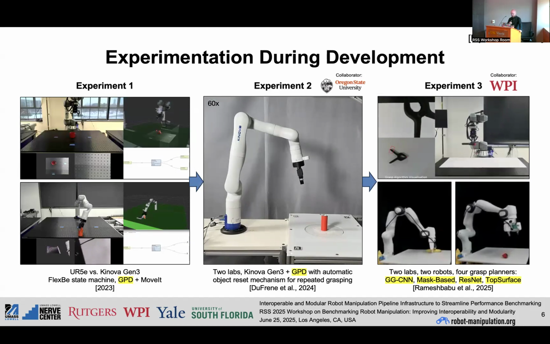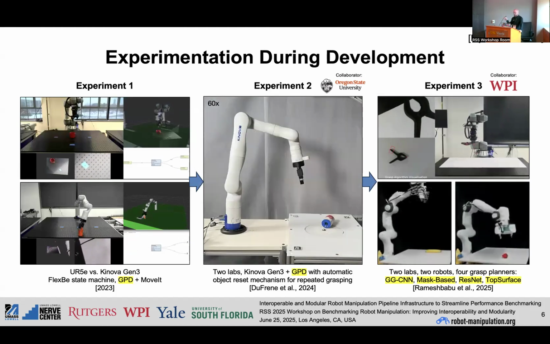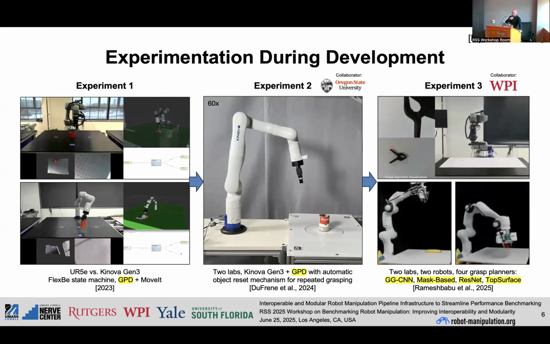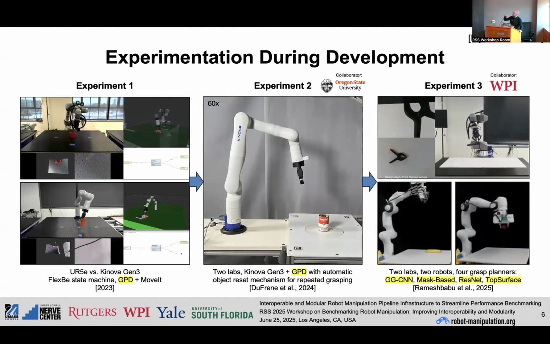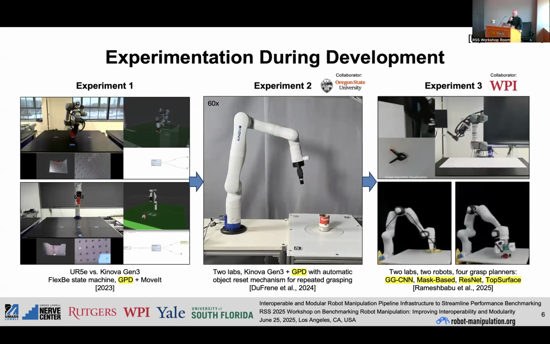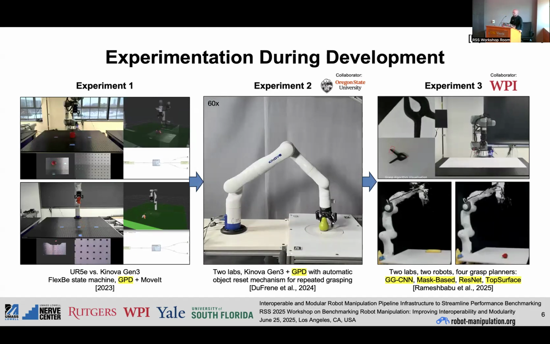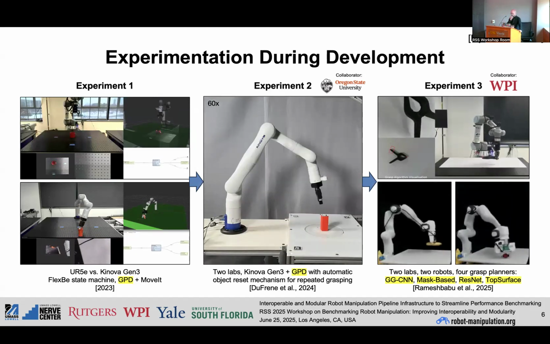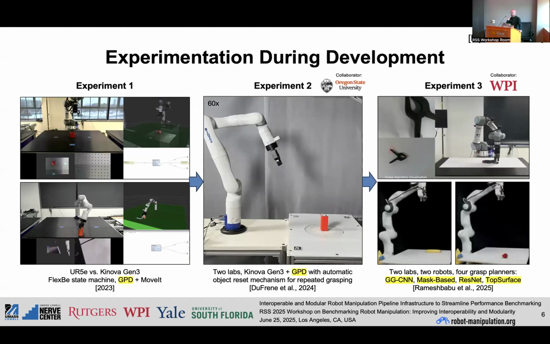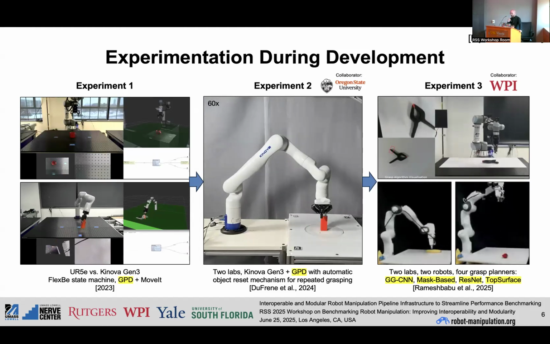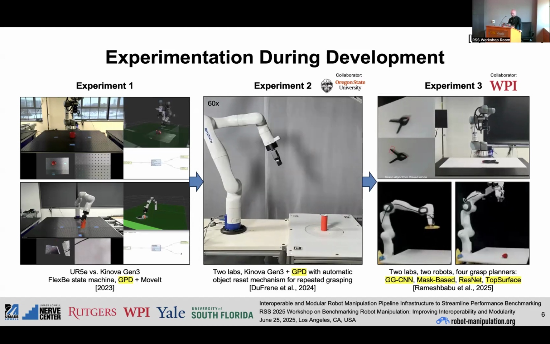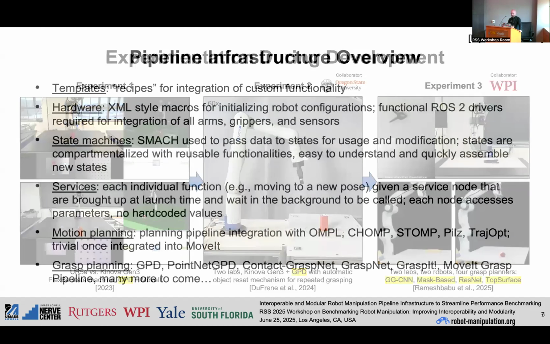But as a look back at some of the experiments that we've done in the past to get us here, we started with using the FlexBE state machine to compare the performance of a grasp planner like GPD across a couple of different embodiments. Then we expanded that into some automated hardware to make grasp execution repeatable, for repetitions. And then very recently we did a study across 2 different labs with 2 different robots and 4 different grasp planners, evaluating their performance therein, all under this common pipeline.